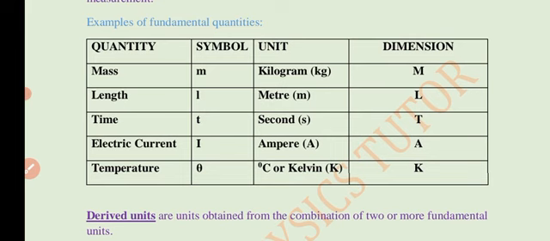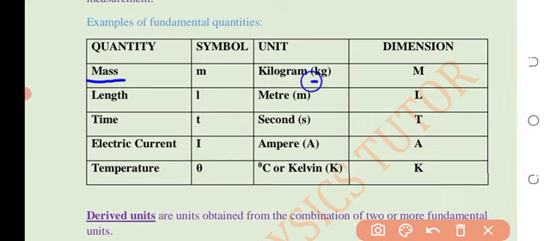Mass: the unit of mass is kilogram. As a result of that, anything that is measured in kilogram, anything that has its unit as kilogram, has a dimension of capital letter M. That's the meaning of that. Because when we get to dimensional analysis, whatever is measured in kilogram will have a dimension of capital letter M.